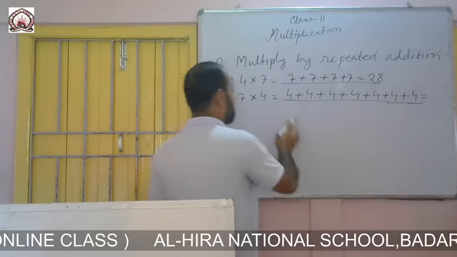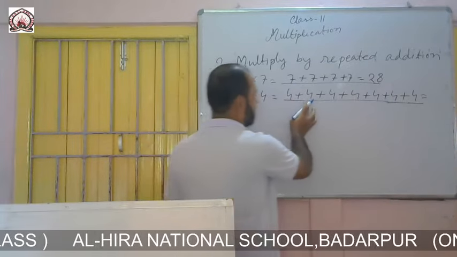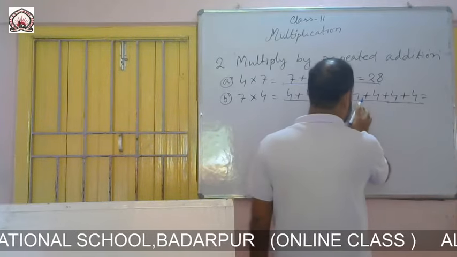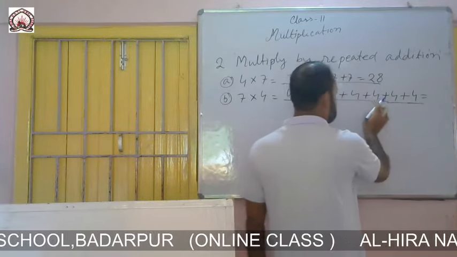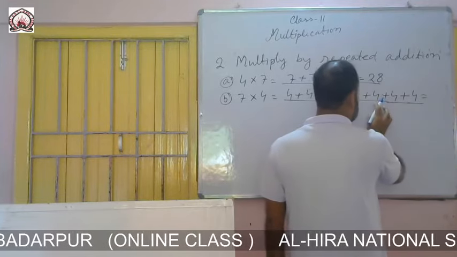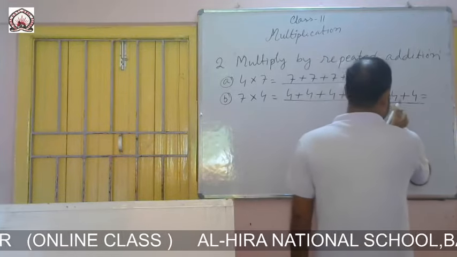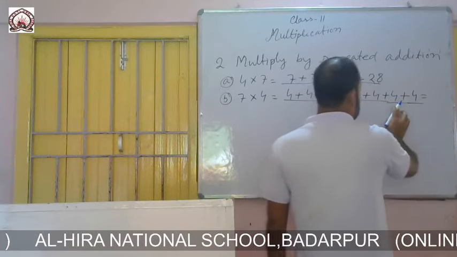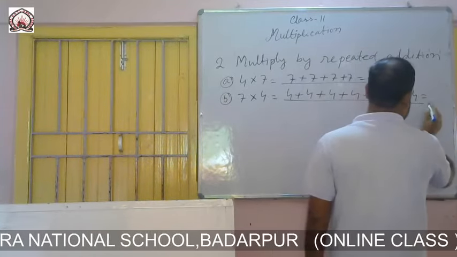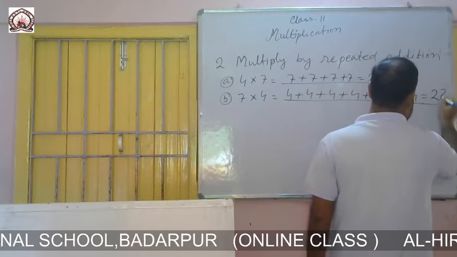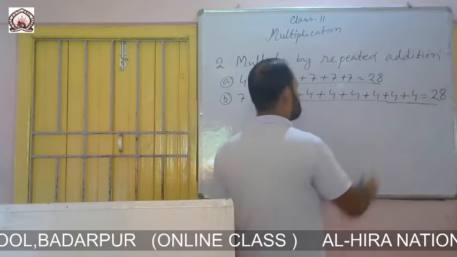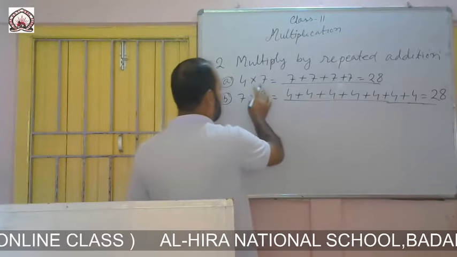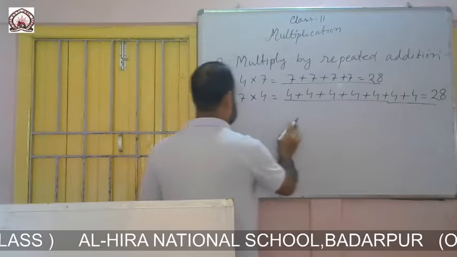So here 4 plus 4 is 8, 8 plus 4 is equal to 12. 12 plus 4 is equal to 16. 16 plus 4 is equal to 20. 20 plus 4 is equal to 24. 24 plus 4 is equal to 28. Answer is 28. Both answers are 28. For here 7 times 4 and here 4 times 7.